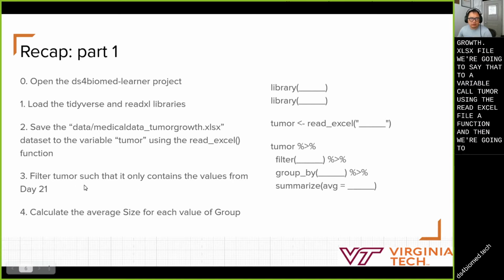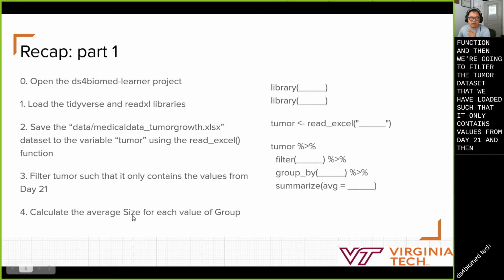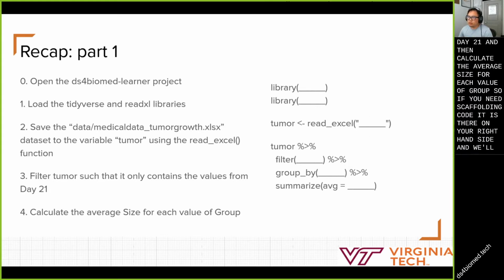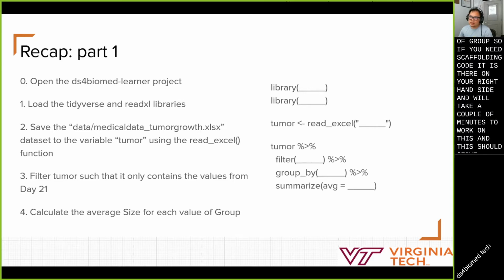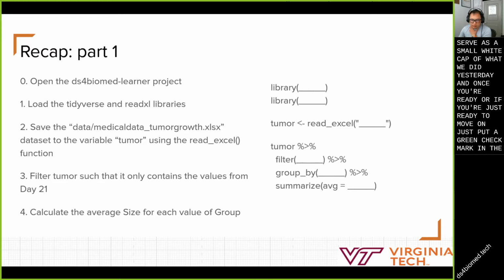Then we're going to filter the tumor data set that we have loaded such that it only contains values from day 21, and then calculate the average size for each value of group. If you need scaffolding code, it is there on your right-hand side. We'll take a couple of minutes to work on this, and this should serve as a small recap of what we did yesterday. Once you're ready, or if you're just ready to move on, put a green check mark in the Zoom participant window, so I know roughly how many people are ready to move on.